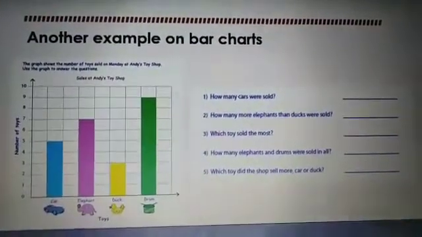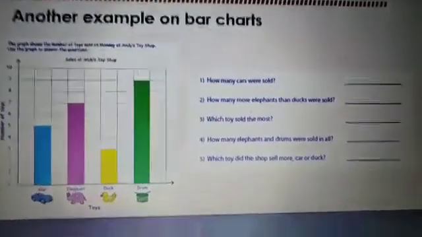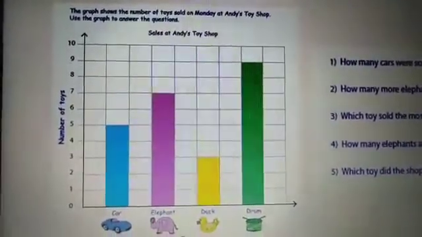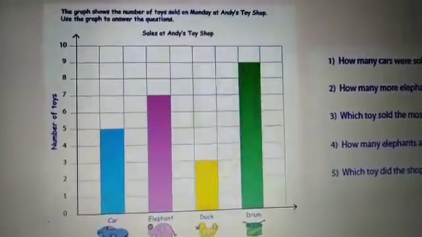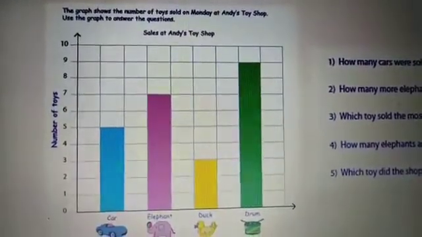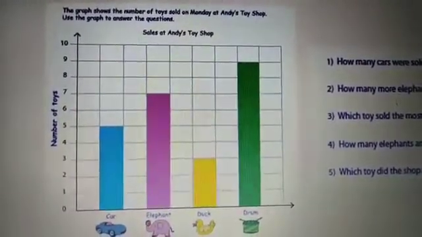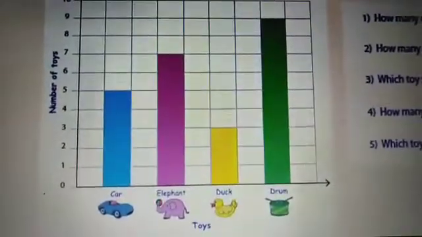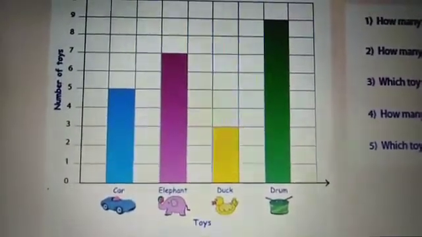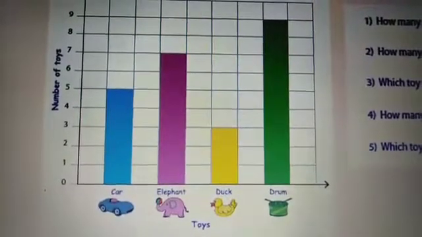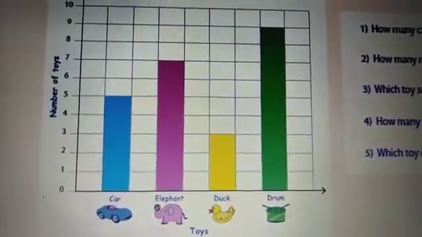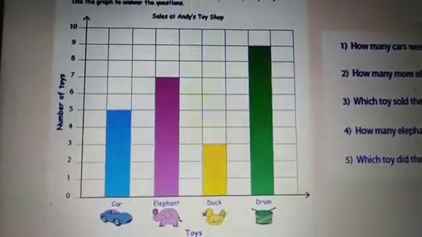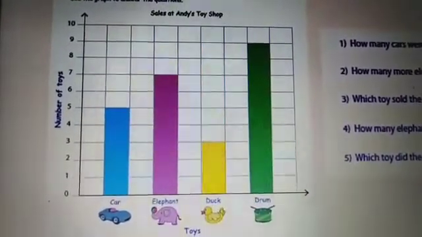Let's continue with another example on bar charts. This time, the graph shows the number of toys sold on Monday at Andy's Top Shop. Use the graph to answer the questions. We have 4 types of toys: car, elephant, duck, and drum. Now, read the questions and try to read the scale to answer each one of them.